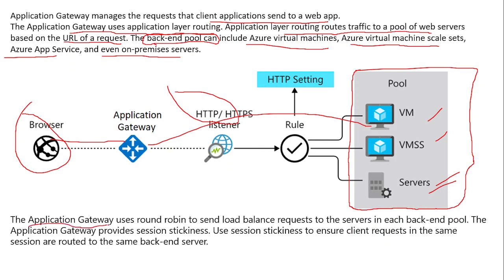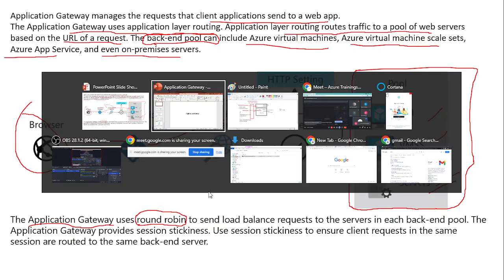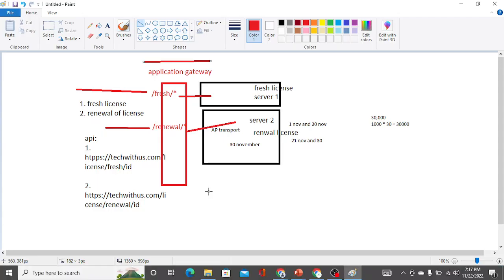Next, the application gateway uses the round robin method. I hope we have discussed the round robin method and it need not be explained, but I'll give a quick overview in less than a minute. Consider there are 3 persons: person 1, person 2, and person 3.